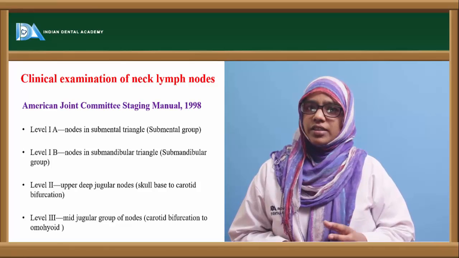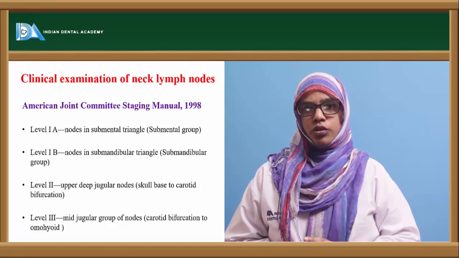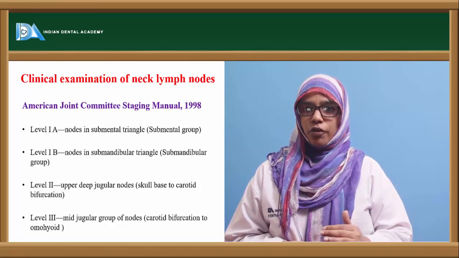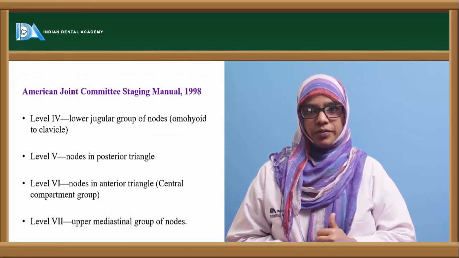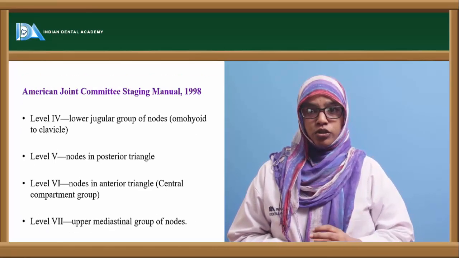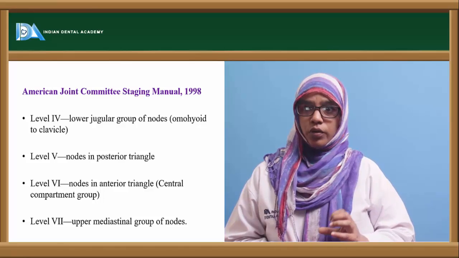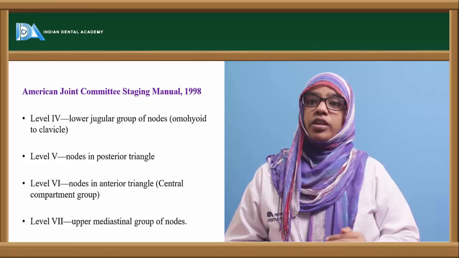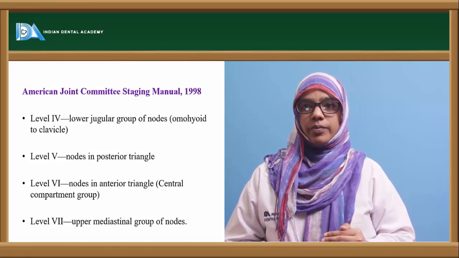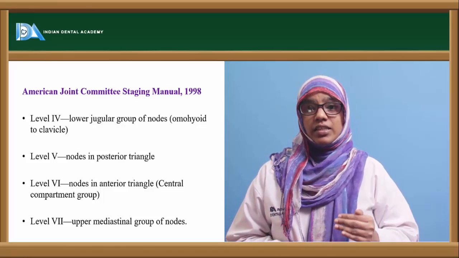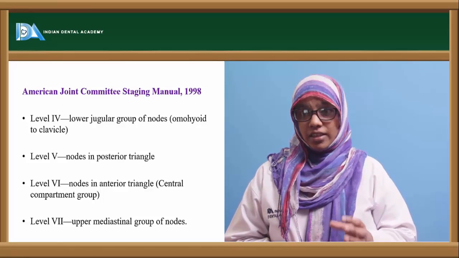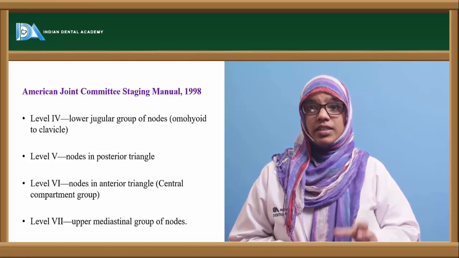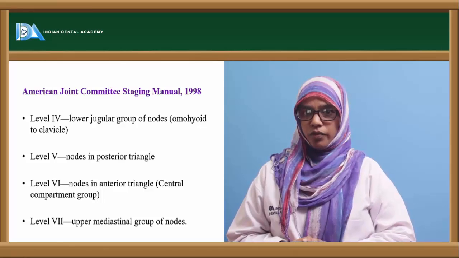Now level 3 is the middle jugular group of nodes, which is from the carotid bifurcation to the omohyoid. Level 4 is the lower jugular group of lymph nodes from the omohyoid to the clavicular area. Level 5 is the nodes that are present in the posterior triangle. Level 6 is the nodes in the anterior triangle, that is the central compartment group, and level 7 is the upper mediastinal group of lymph nodes.